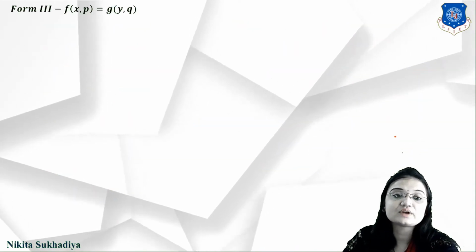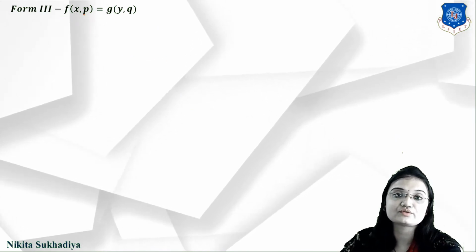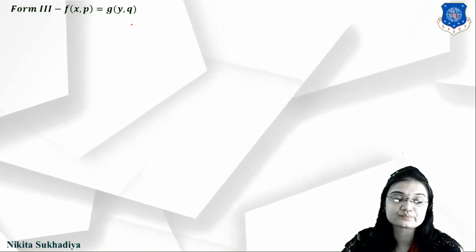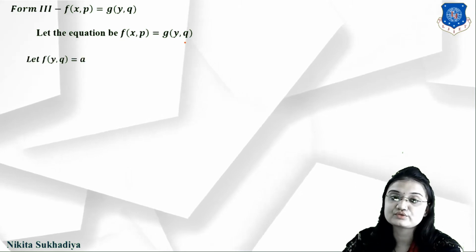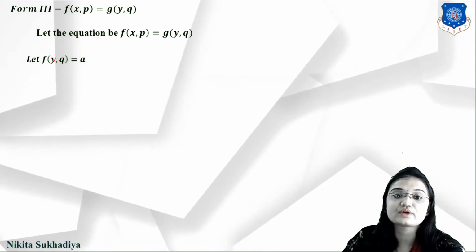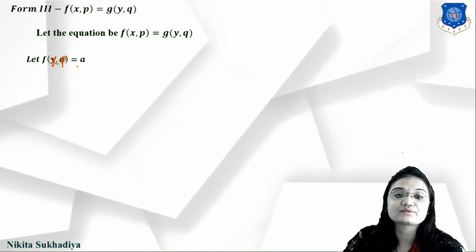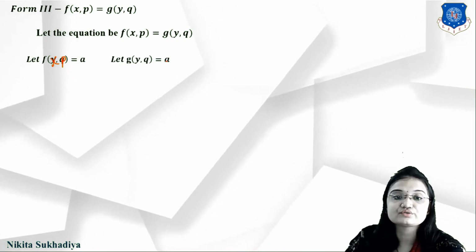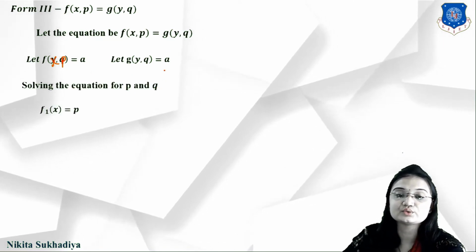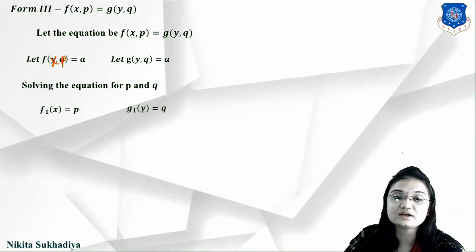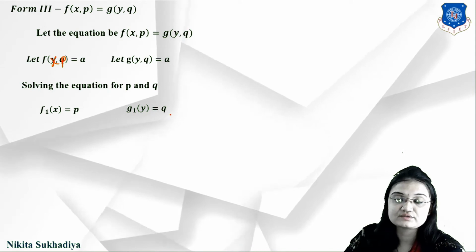Okay. Now next, the third form is if our equation is in the form f(x, p) is equal to g(y, q). Then take f(x, p) is equal to a and g(y, q) is equal to a. Then solving these equations for p and q, we get f1(x) as p and g1(y) is equal to q.